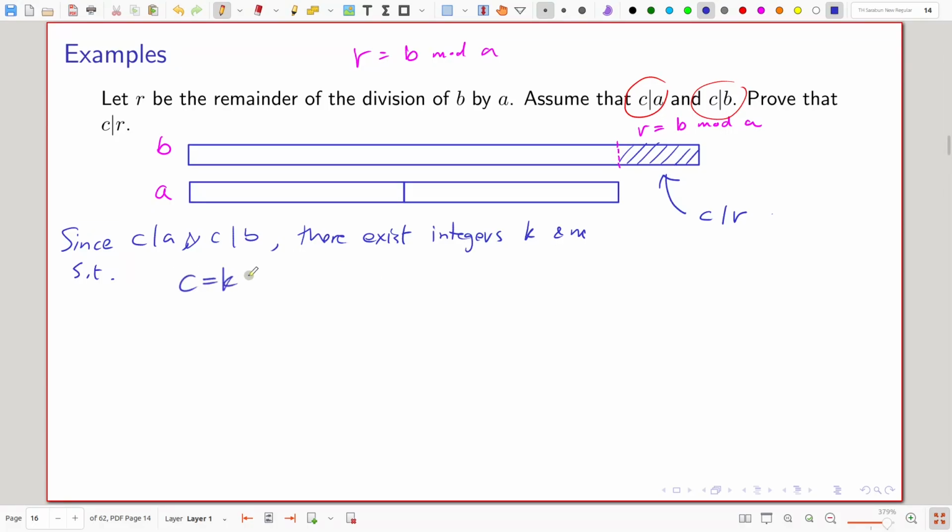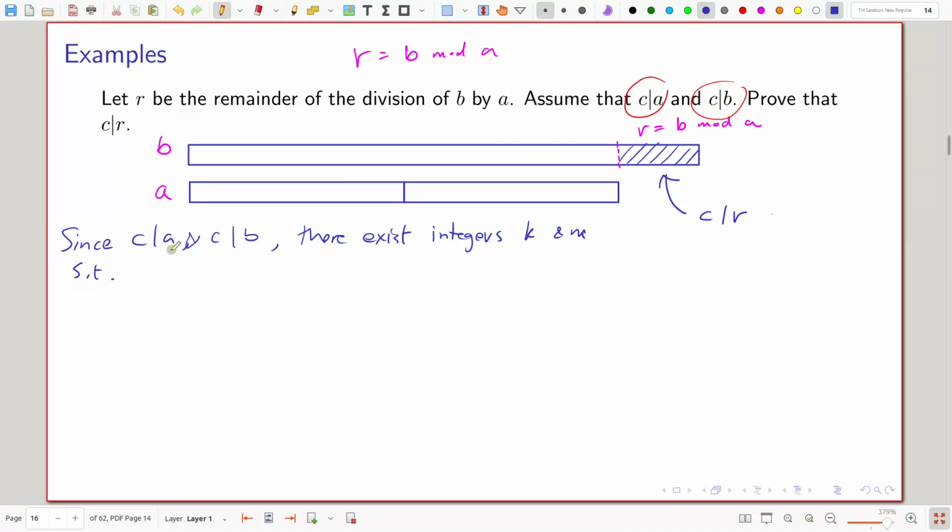C equals KA, or A equals KC. Which one? Who says the top one? Who says the bottom one? Okay, the bottom one. Okay. Don't get confused over this. Otherwise, you won't be able to prove anything.